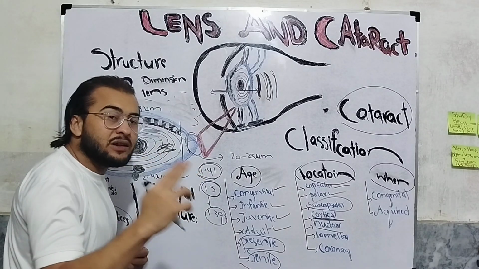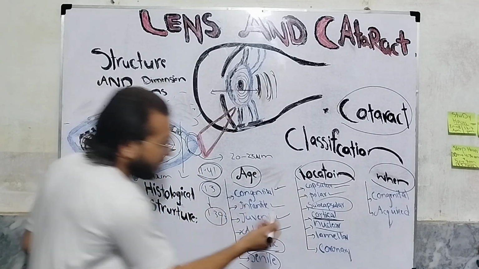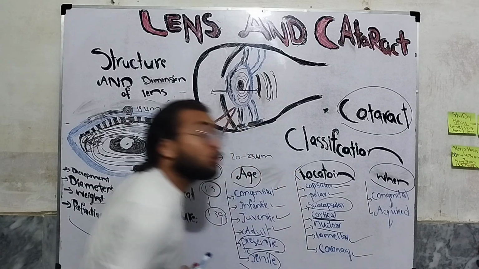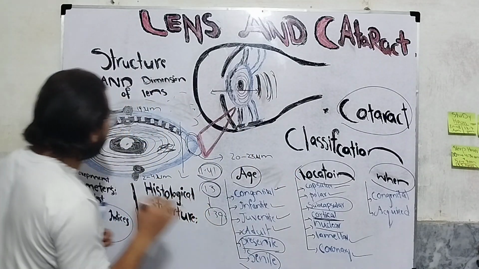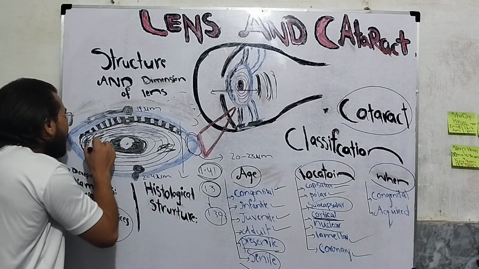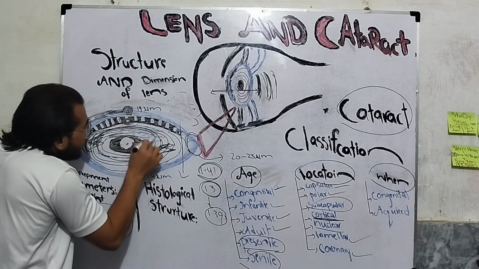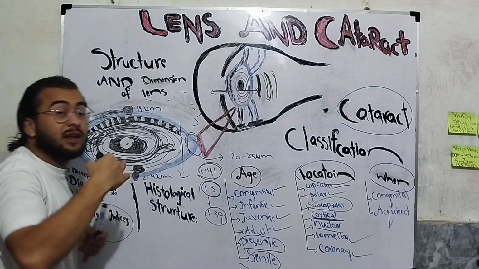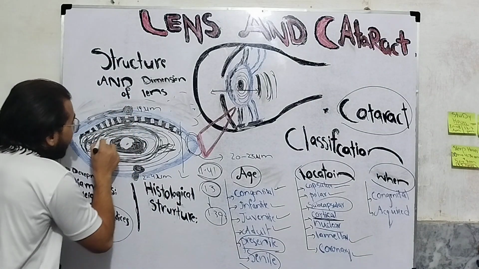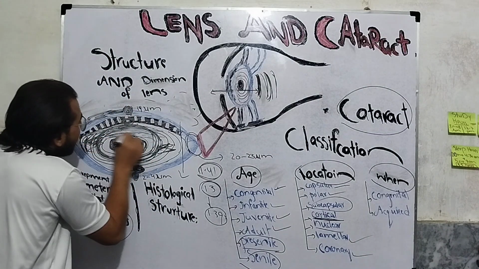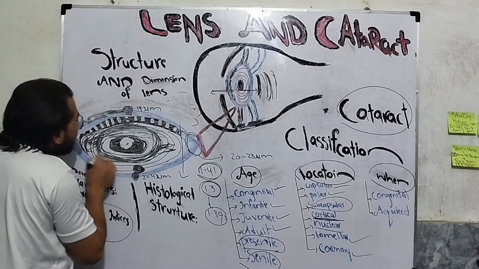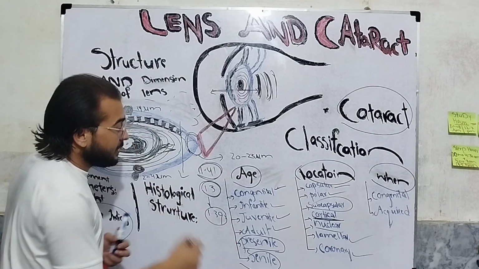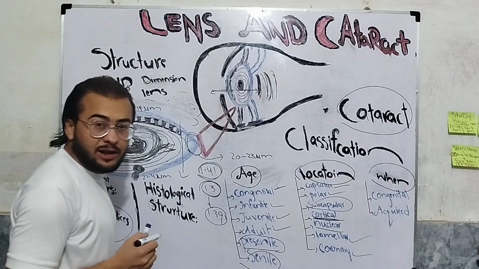And then we have two special types of cortical cataract which are also included in this classification. They are the lamellar cataract and coronary cataract. The lamellar cataract will involve a specific lamella in the cortical region. A single or multiple lamellae can be involved, but it will involve a specific lamella. This is called lamellar cataract.